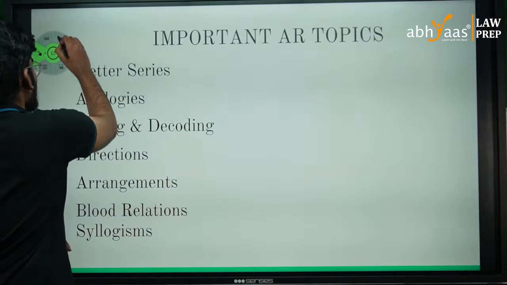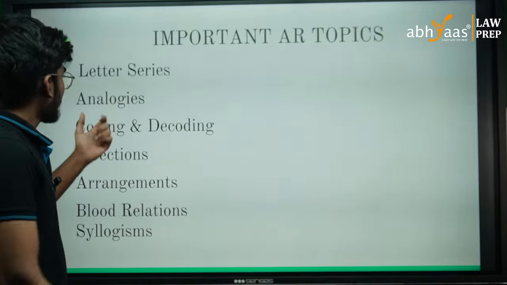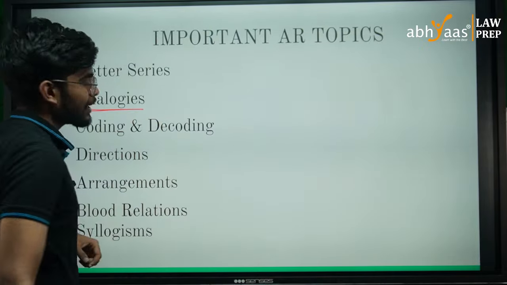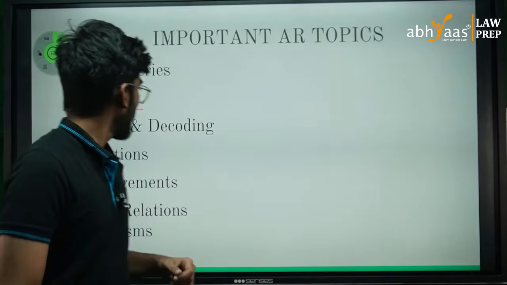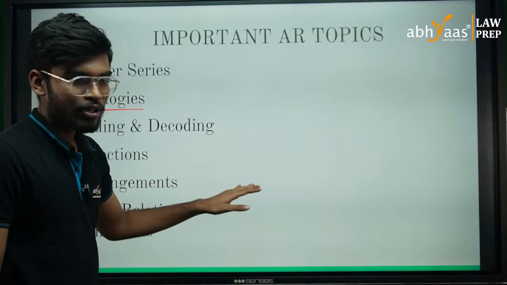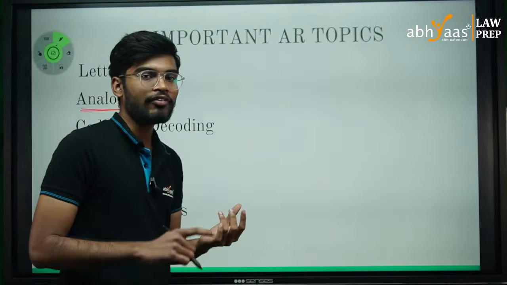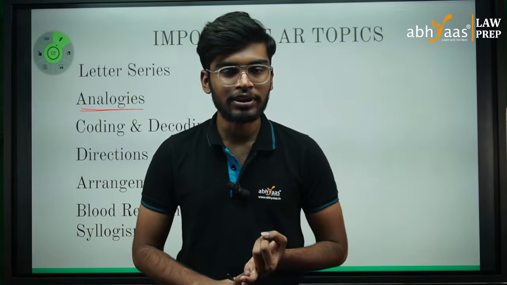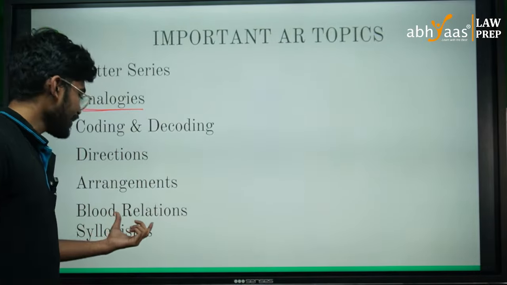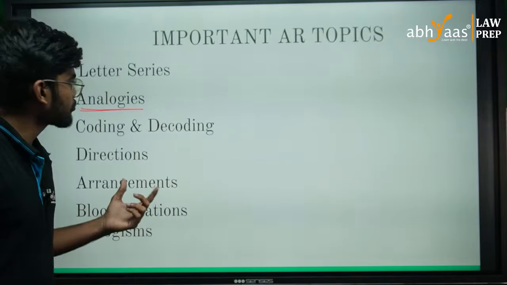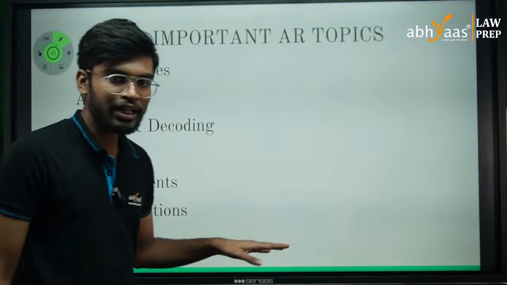See, the first one is letter series. I'll come order wise, sequentially. The first topic is letter series, and the second one is analogy. Analogy can be either letter analogy or number analogy, but most probably you will be coming across letter analogies. The third one is coding and decoding. Fourth is directions. Fifth is arrangements, and in arrangements you will have linear arrangements, circular arrangements, and also polygonal arrangements. And the next one, blood relations and syllogisms. Of course, blood relations comes under logical reasoning, and to be precise, syllogisms also come under the analytical reasoning part.